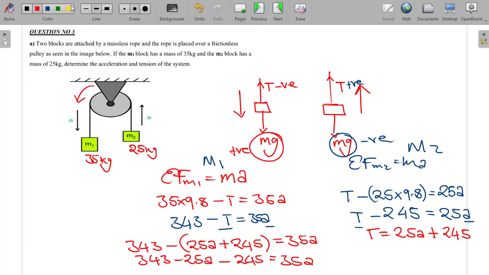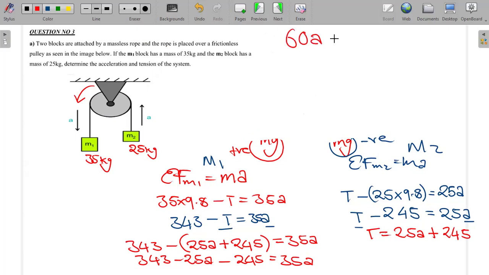I can wrap at the top, so I don't have much space at the bottom. So I have 60a being equal to 343 minus 245. 343 minus 245 is giving me 98. So this will be equal to 98.